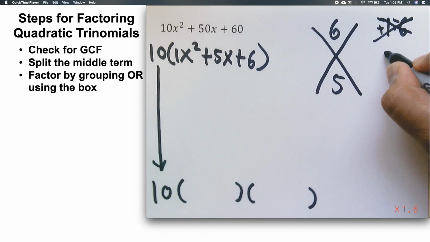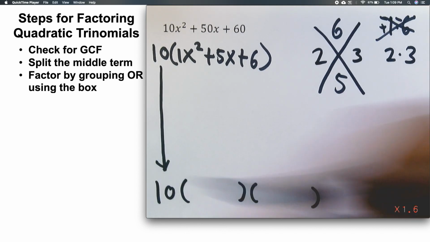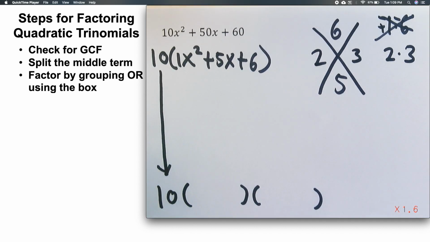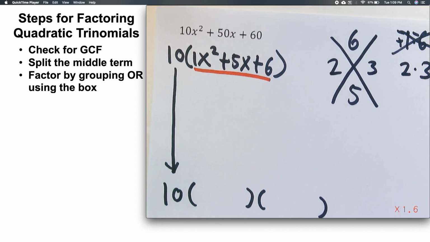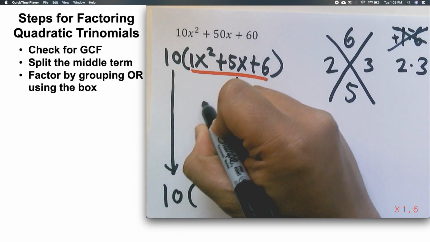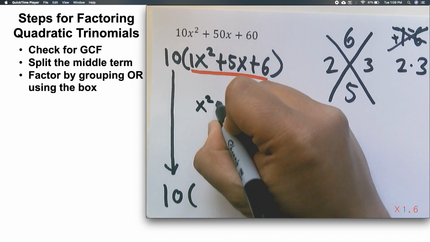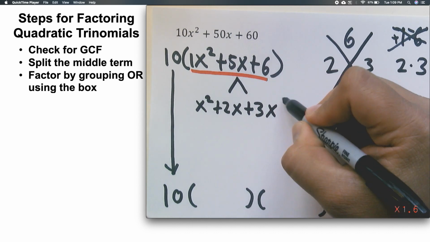Okay, so I got 2 times 3. 2 plus 3 is still 5, so that looks like it works out. And 2 times 3, both positive, gives you that 6, so it must be 2 and 3. All right, so remember, right now, we are just working with this part. The 10 already came down, so we're not even going to worry about that 10 anymore. So this is going to break apart. So I get x squared plus 2x plus 3x, and then I'm going to bring down this plus 6.